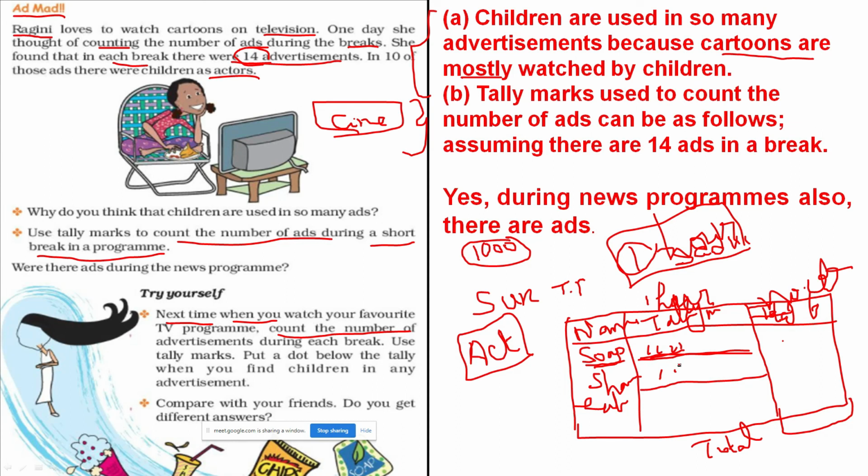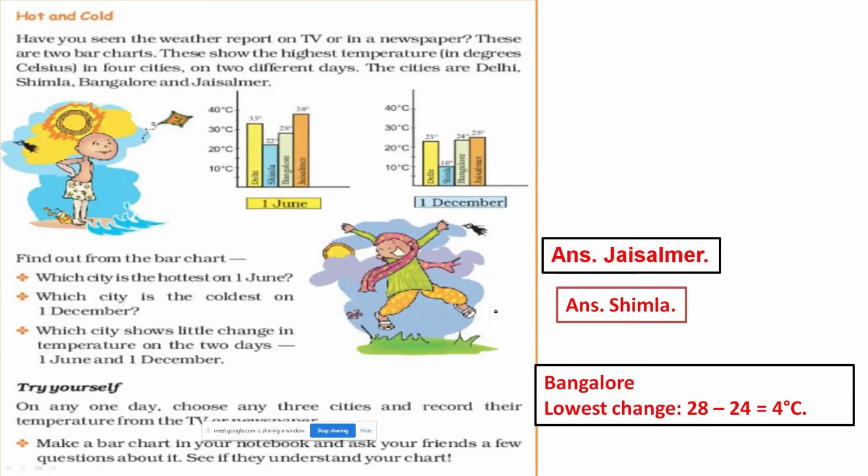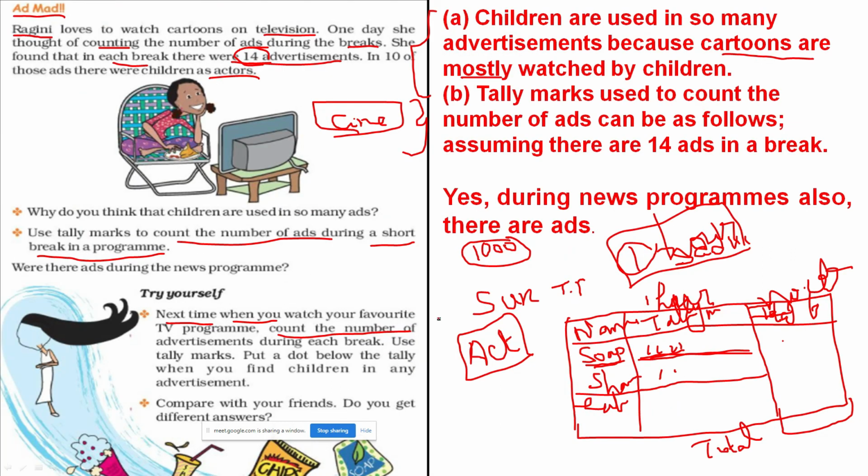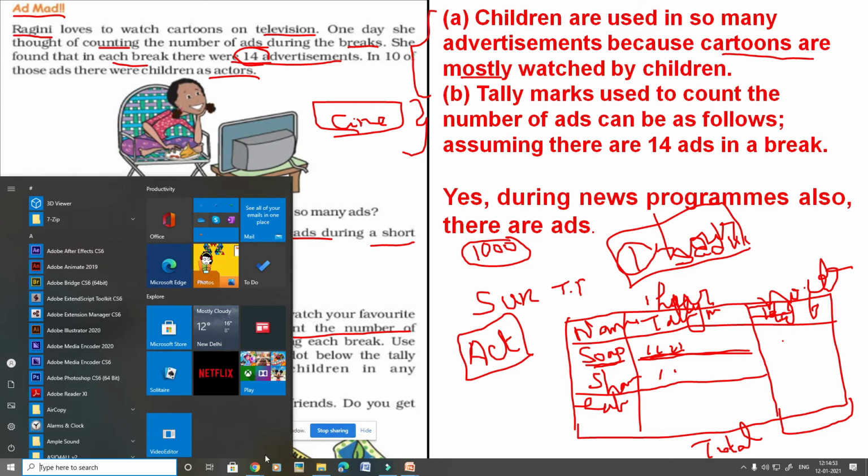You can see, the same advertisement may be repeated many times. If you watch properly, you will see the advertisement repeated many times. So many times it will be repeated. Okay, that is the activity.